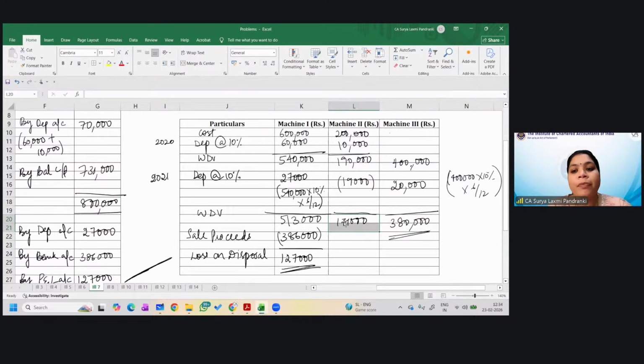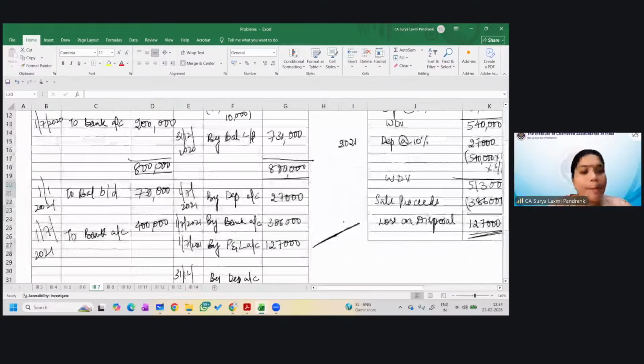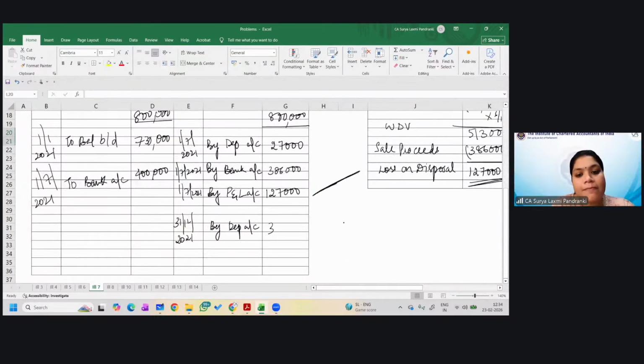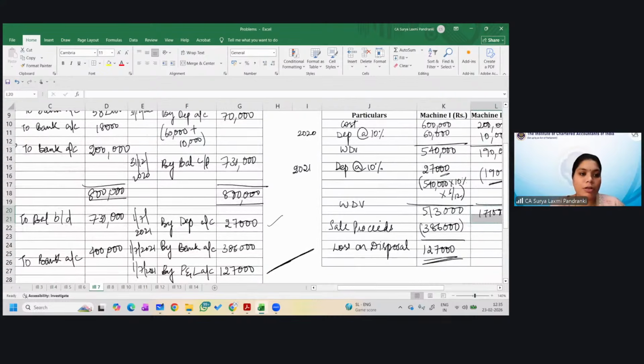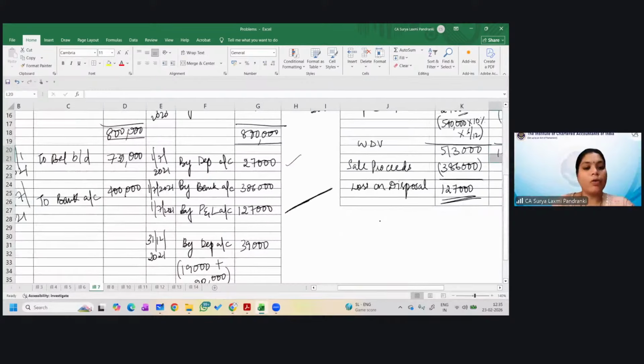So depreciation for 2021. What is the depreciation for 2021? How much should you take here? 39,000. Why? 19,000 plus 20,000. Machine 2 and machine 3. Machine 1 is no more there, so I'm not providing depreciation on machine 1 here. Are we clear? We are only providing depreciation of machine 2 and machine 3. Machine 1's depreciation is already provided here, and we have sold it also, so it is closed. So only machine 2 and 3's depreciations have to be provided here. I hope this is clear.